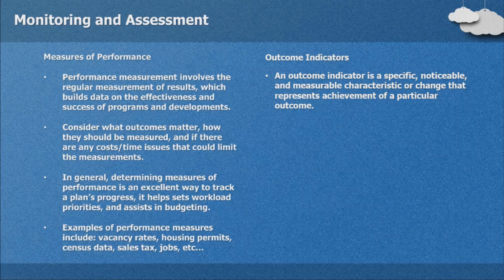Monitoring and assessment. Once we create these plans, how do we monitor them? How do we know we're achieving success? There's been a huge focus on this more recently. A lot of communities are asking us to identify measures of performance and metrics. So know that performance measurement involves the regular measurement of results, builds data about the effectiveness of our plans, programs, and developments. And then we need to consider what outcomes matter, and how they can be measured. In general, determining measures of performance is an excellent way to track a plan's progress, helps you set workload priorities, and assists in budgeting. And then an outcome indicator, beyond measuring performance, tells you how you know when you've achieved that goal.